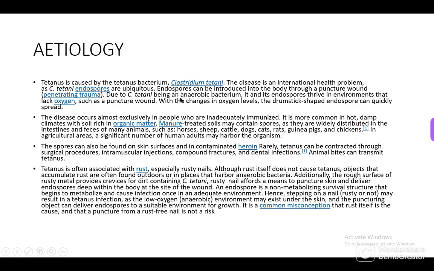The etiology of this is Clostridium tetani, which is a facultative, or rather strictly, anaerobe, I will say. They form endospores, which are ubiquitous and are introduced into the body where there is trauma and only a very small amount of oxygen is present. A crushed wound, for example, has no oxygen there.